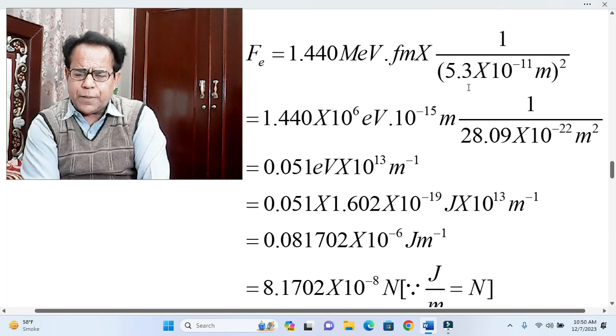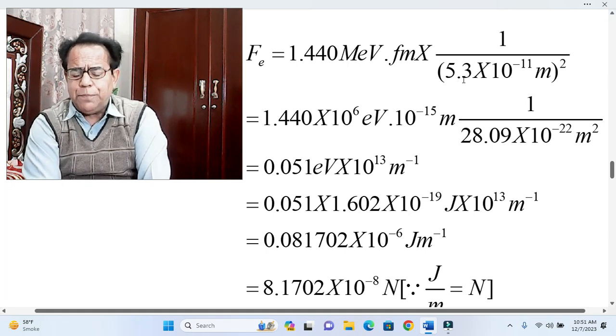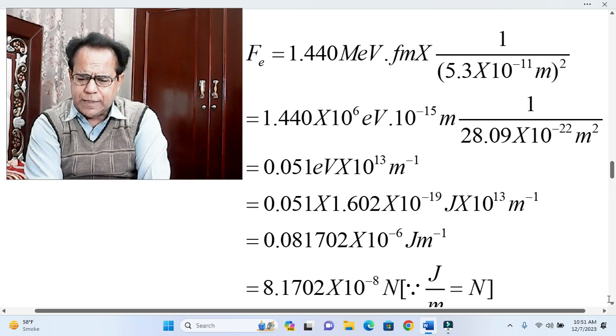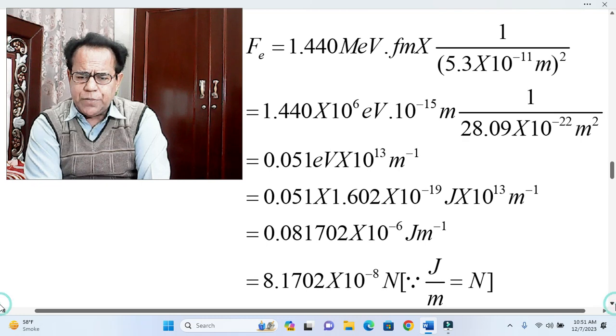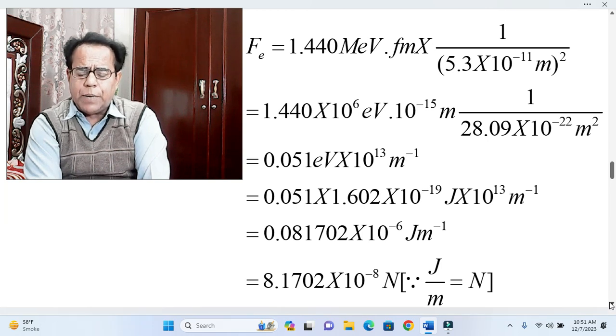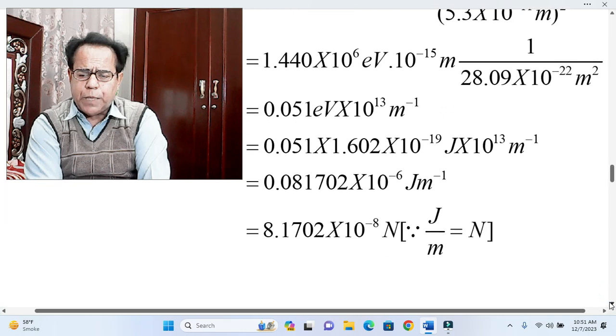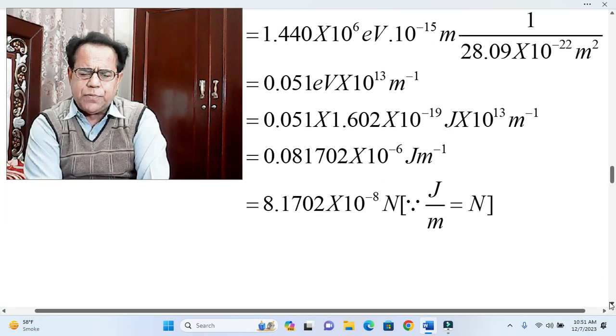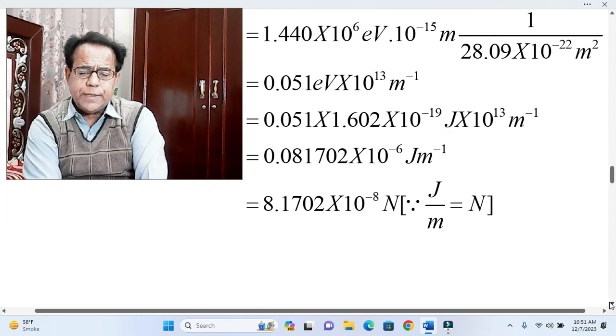Remaining nothing else. Here we have taken the square of 5.3, which is 28.09, and the square of 10 raised to the power minus 11 is 10 raised to the power minus 22. The square of meter is meter square. The rest is just simplification. Here we have replaced capital M by 10 raised to the power plus 6 and small f, that is femto, by 10 raised to the power minus 15. Next, just simplification.